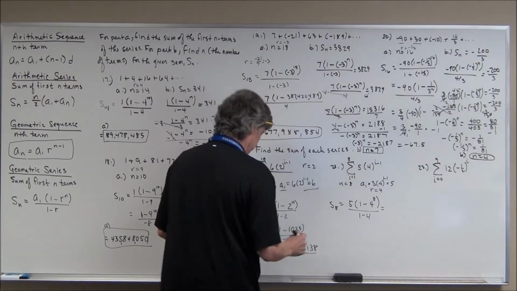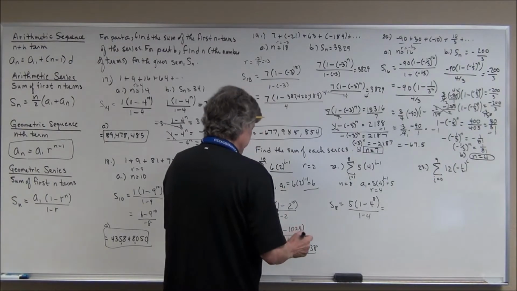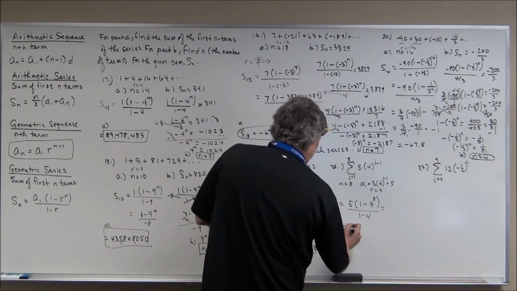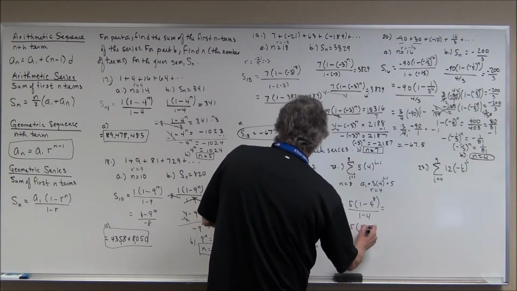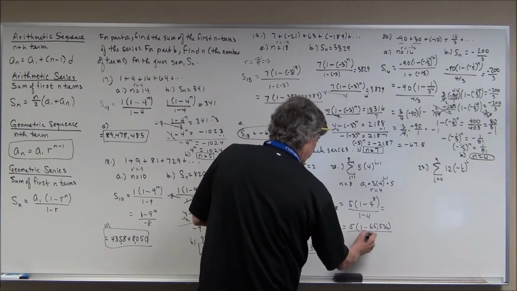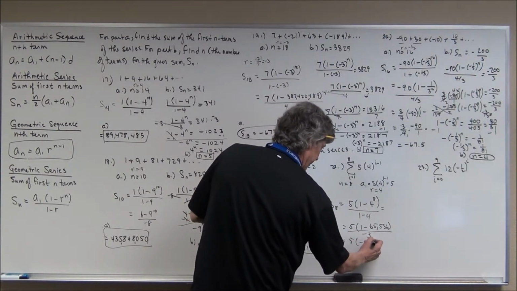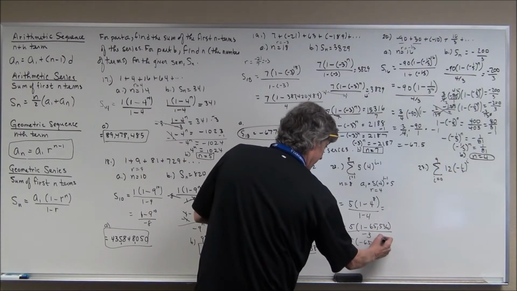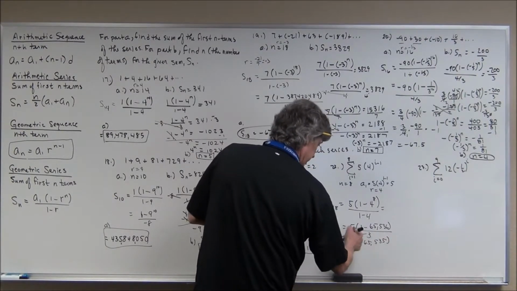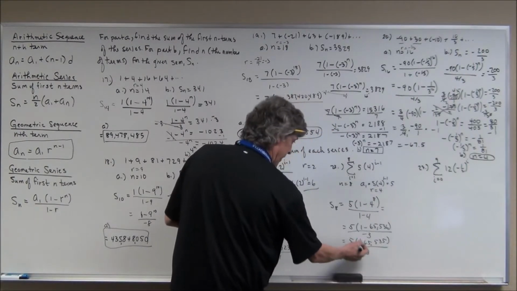Now I can't do that one in my head. Sorry to say. 4 to the 8th. Well, maybe I could. Yeah, this is going to be 5 times the quantity 1 minus 65,536 all over negative 3. 5 times this would be negative 65,535 if I subtract 1 because I have a positive and a negative, all over negative 3. Well, negative over negative is positive.